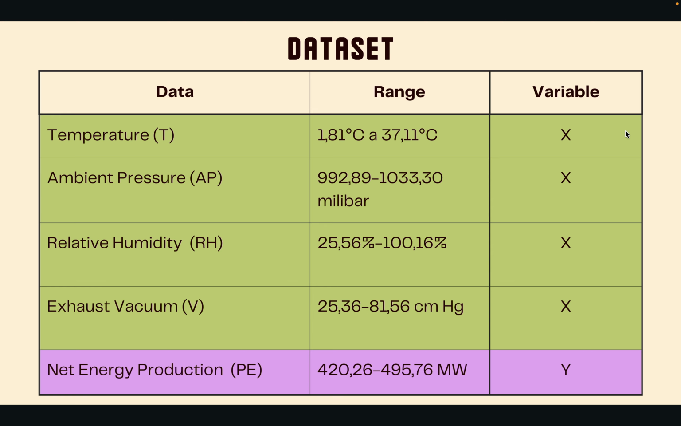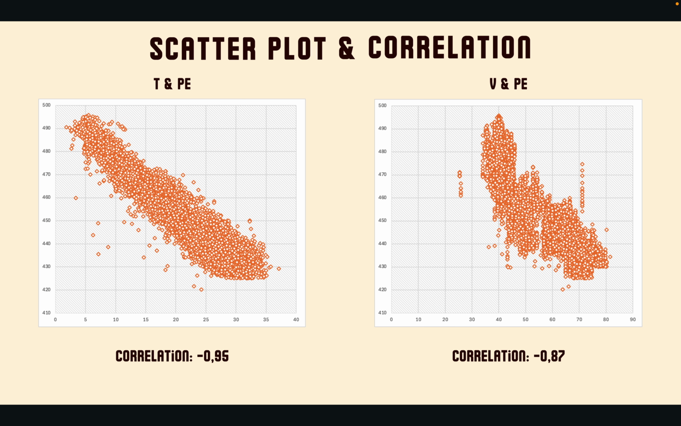The available data include temperature, ambient pressure, relative humidity, exhaust vacuum, and net energy production. Each variable falls within the range shown on the slide, and here we also show which variables are independent and which one is the dependent variable. In this first phase, it is important to understand the relationships between the variables. For example, we observe an inverse relationship between temperature and energy production.